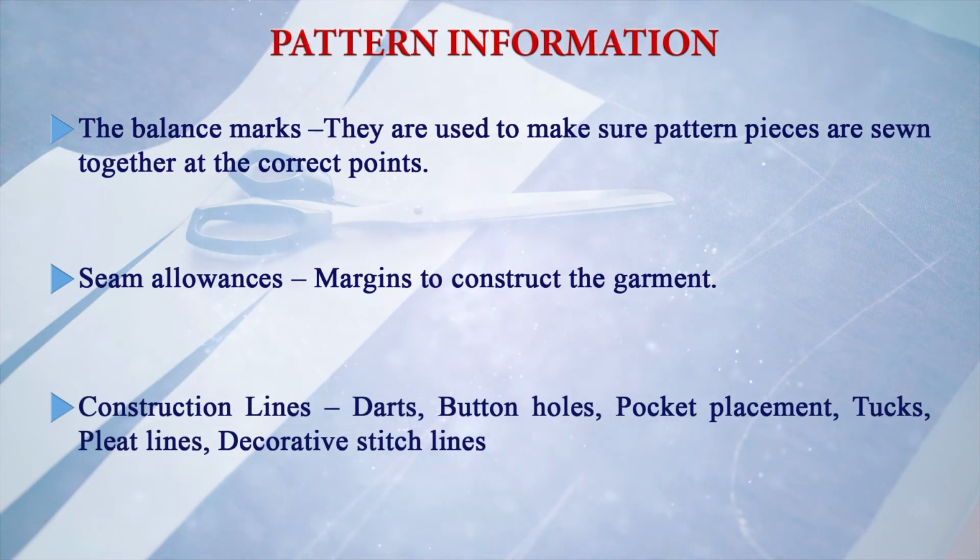Construction lines, like the dart, where the dart position should be, where the buttonhole should be, pocket placement, where the pocket should be, tucks, how much amount of tucks there should be, pleat lines, decorative stitch lines. All the information or construction lines which you want on the garment should be mentioned very clearly. So this was the pattern information.